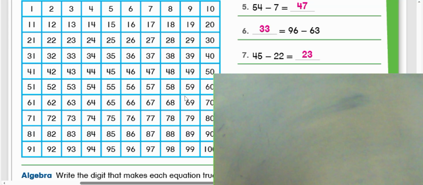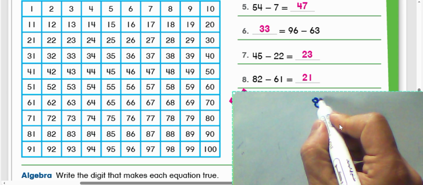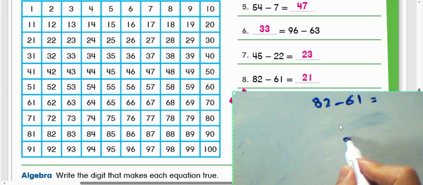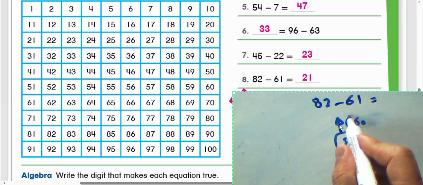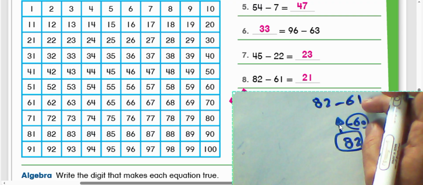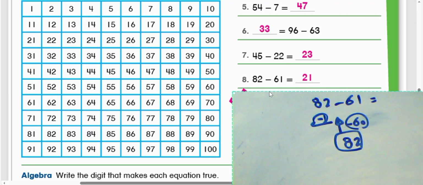Okay, next question. What about 82 minus 61? We must start at 82 and go up by 6 steps, subtracting 60, and left hand side 1 step. Okay, start with me at 82. Look at here. 82 here. We go up 6 steps. Go with me. 1, 2, 3, 4, 5, 6. And then go left hand side 1 step. The answer will be what? 21.